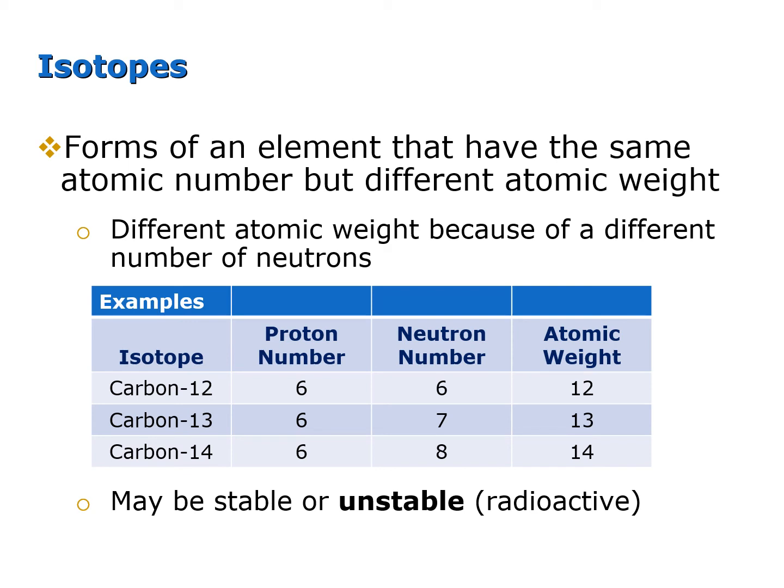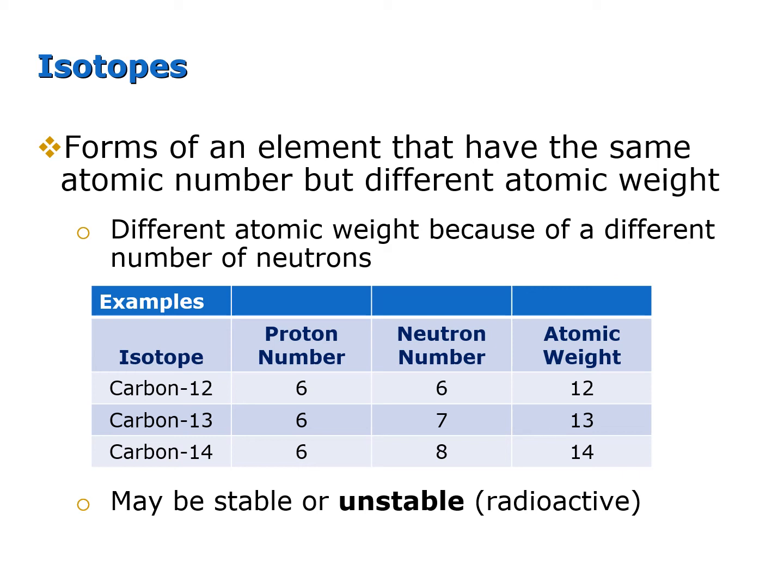Again, atomic number is the number of protons. That will always be the same, and the protons are the positively charged particles. The atomic weight will change if we are changing the number of neutrons, those neutral particles included in the nucleus of an atom. So we define an isotope as different forms of the same element that have a different atomic weight based on a different number of neutrons. For example, we have 3 different isotopes of carbon.